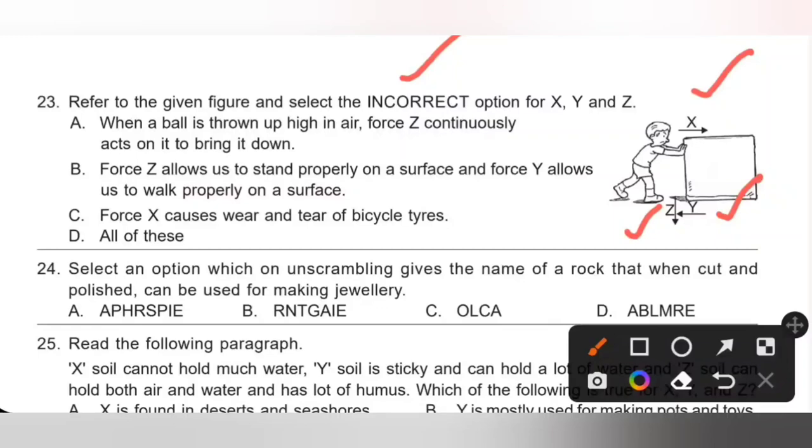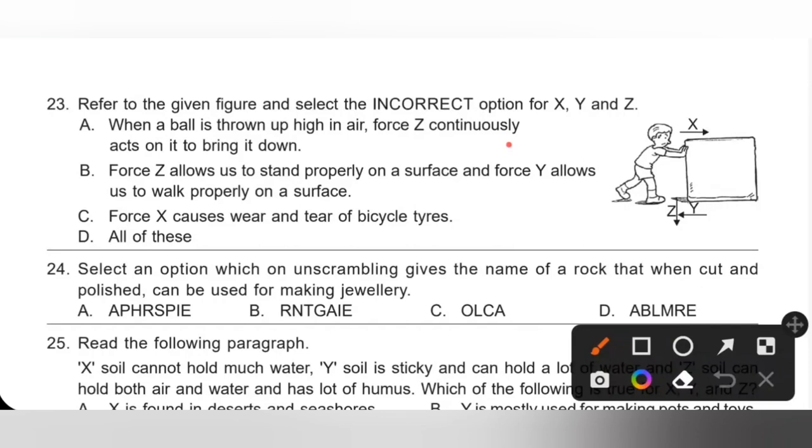Option A, when a ball is thrown up high in the air, force Z, that is gravitational force, continuously acts on it to bring it down. So it is the correct statement. B, force Z allows us to stand properly on a surface, that is gravitational force, and force Y allows us to walk properly on a surface, that is frictional force. So option B is also a correct statement.